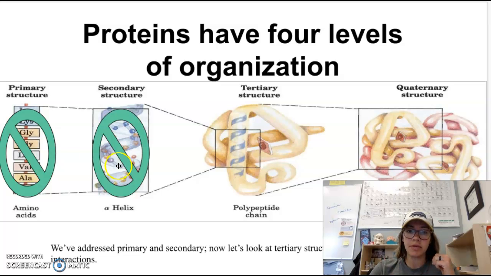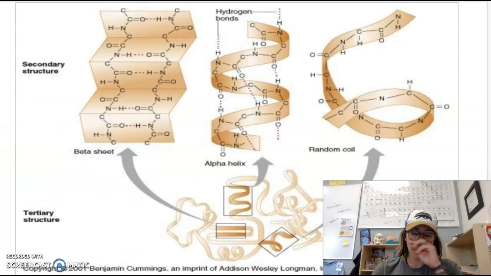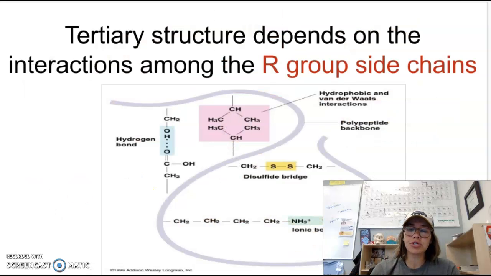So today we're going to move into the tertiary structure. The tertiary structure takes that secondary structure, whether it be the beta pleated sheet and the alpha helix, or even sometimes there are random coils that get built in, and those pieces start to interact. So beta pleated sheets interact with the alpha helix. The tertiary structure depends on the interactions among the R group side chains.